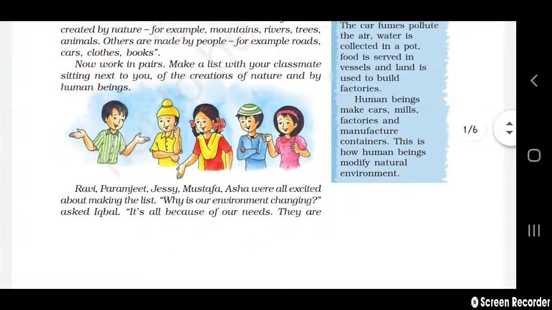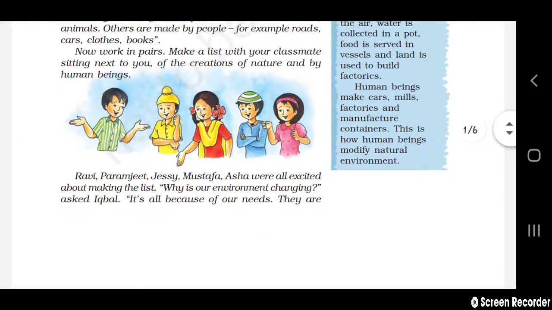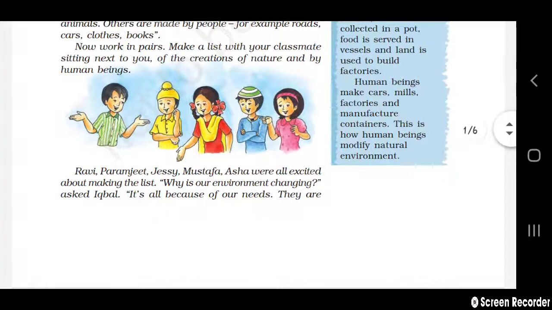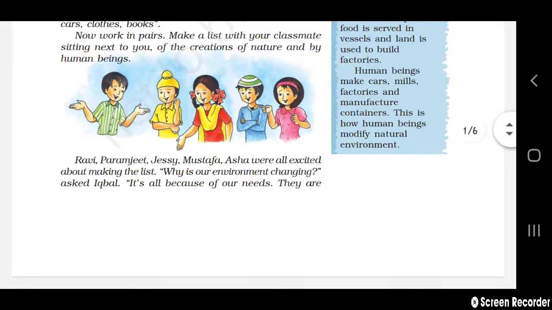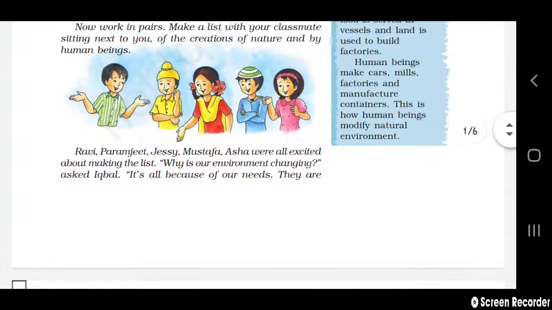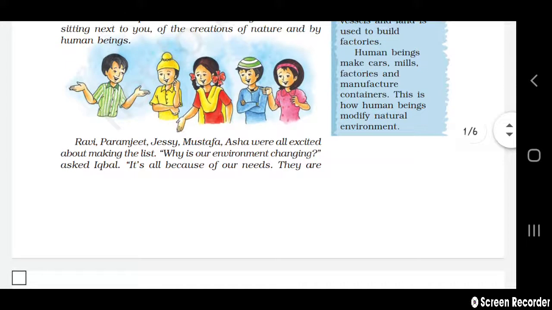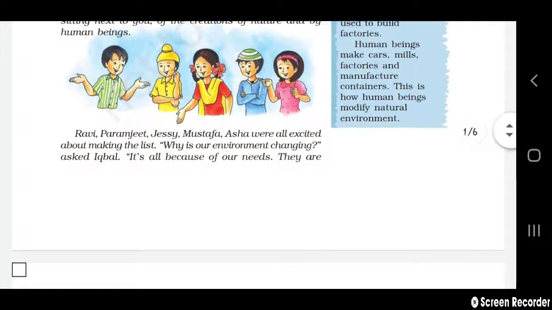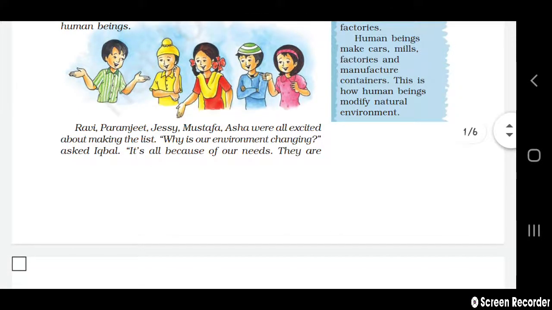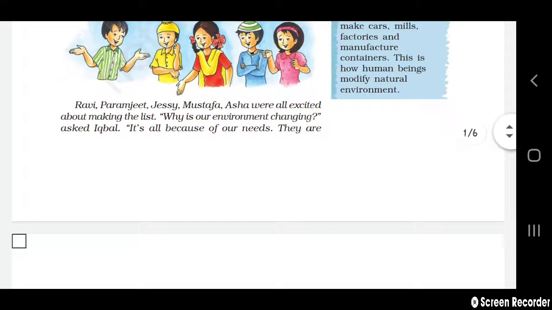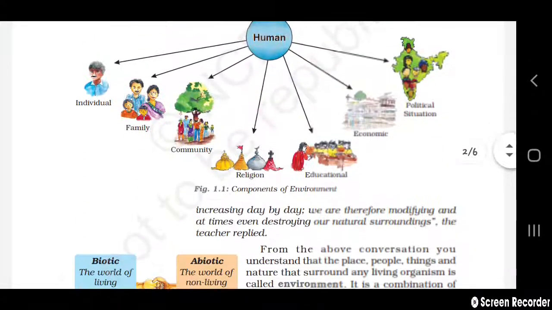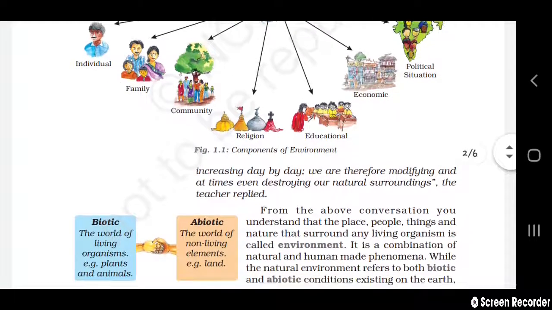Now work in pairs. Make a list with the classmate sitting next to you of things created by nature and things created by human beings." Ravi and his friends were excited about making this list. "Why is our environment changing?" his friend asked. It is because of the needs of human beings, which are increasing day by day.